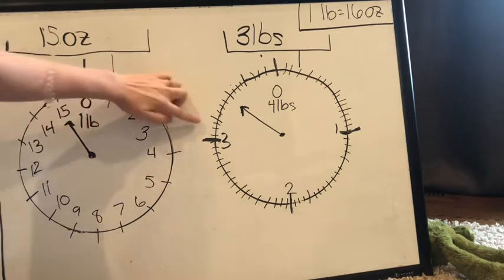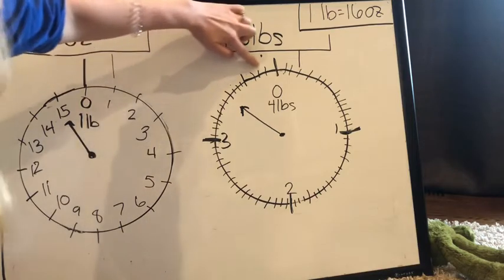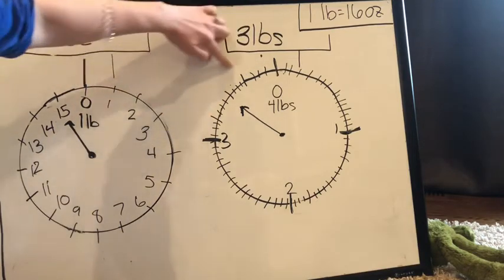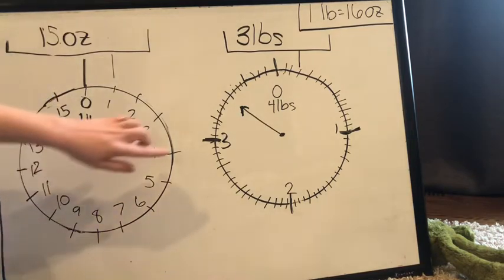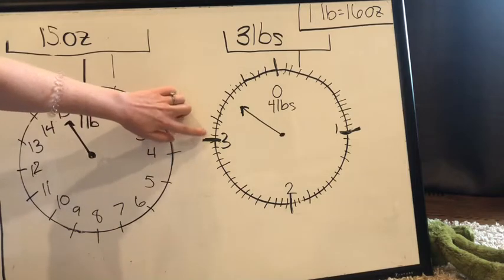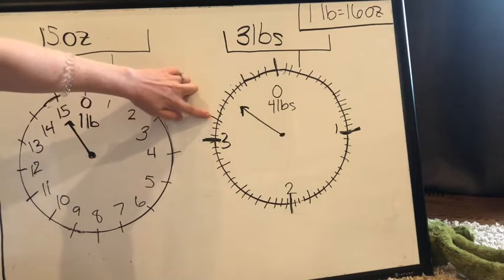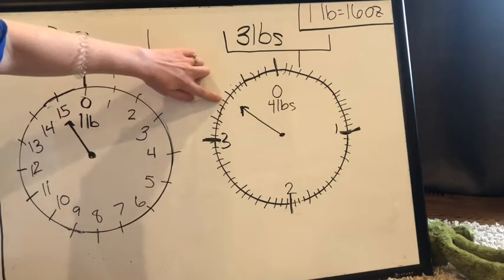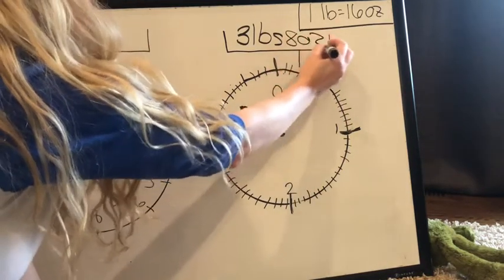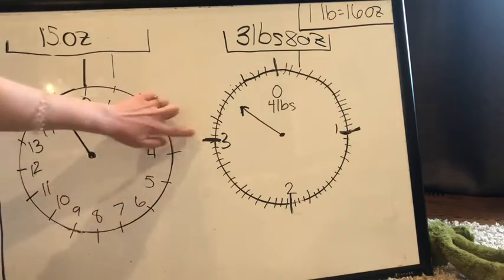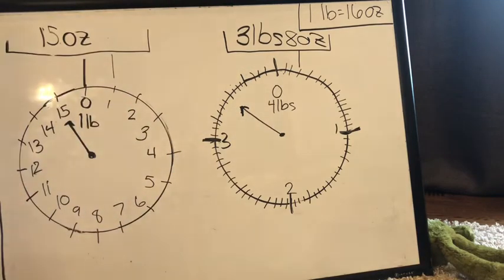Okay, so we have these nice little dash marks. There's 16 from 3 to 4, right? So that means that each dash mark is an ounce. So let's count. We have 3 pounds, 1, 2, 3, 4, 5, 6, 7, 8 ounces. Okay, 3 pounds, 8 ounces.